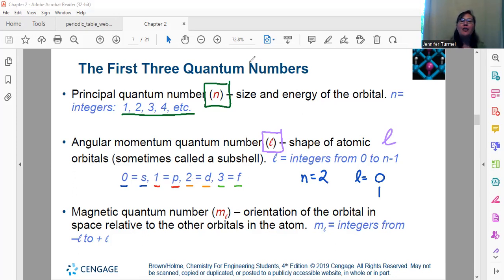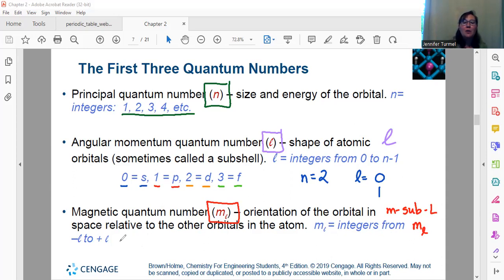All right. The third quantum number that we have here is M with a subscript of L. So a lot of times people call that M sub L, or M with the subscript of L. And that's your magnetic quantum number. And that talks about the orientation of your orbital in space. So like along the x-axis or along the y-axis or along the z-axis, because our elements are three-dimensional. And M sub L can be any integer from negative L to positive L.